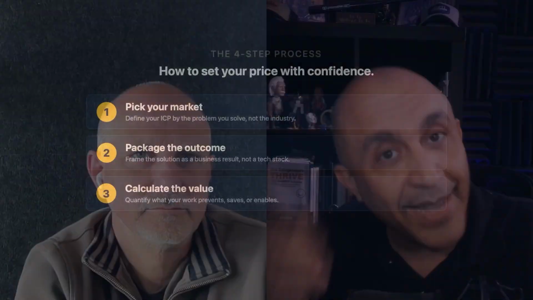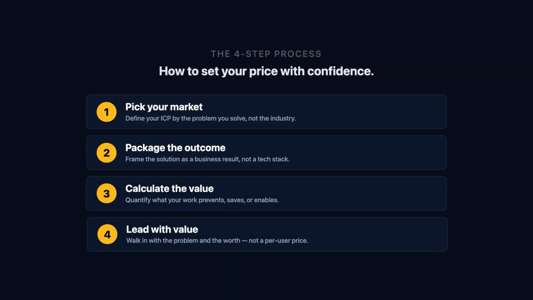So that brings me to step 4, which is you have to lead with the value in every conversation, every single one. Don't hide it. Once you've done the first 3 steps, your sales conversations change completely. You're not walking in and saying, here's our per user price. You're walking in and saying, here's the problem you have. Here's what it's costing you. Here's how we solve it. And here's what it's worth. They're happy to hear what it's worth when they know that you know their problem. And that's a completely different meeting.